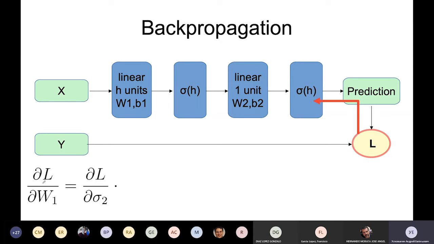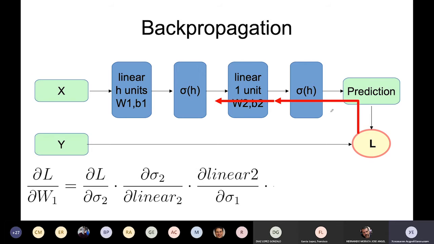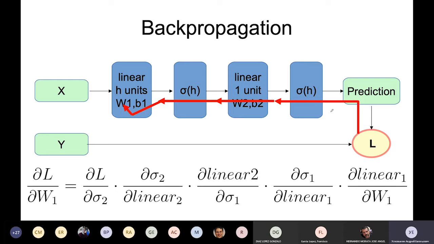We want to compute the derivative with respect to W1. So we take a derivative with respect to sigma. Here is a red line that goes from right to left. Then we take a derivative with respect to the second linear unit parameters. Then we take the derivative with respect to the first nonlinear unit, and then with respect to the linear one and its particular weight W1.